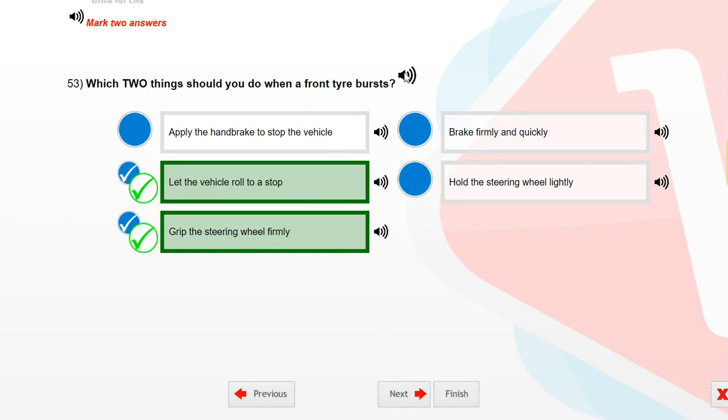Which two things should you do when a front tire bursts? Let the vehicle roll to a stop. Grip the steering wheel firmly.